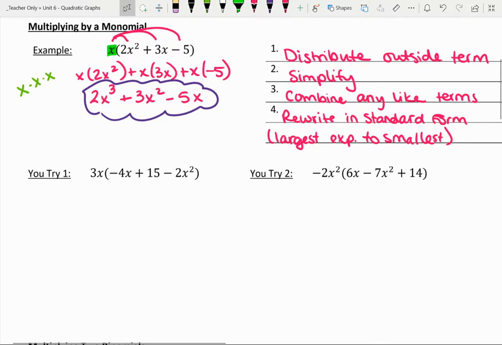So I'd like you to take a couple minutes here to try the next two examples on your own. I would pause the video and maybe check my work with a neighbor and then come back and double check with me.